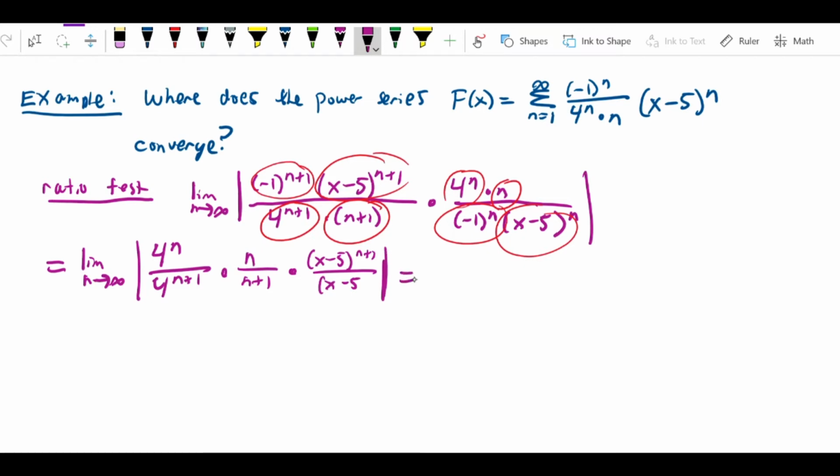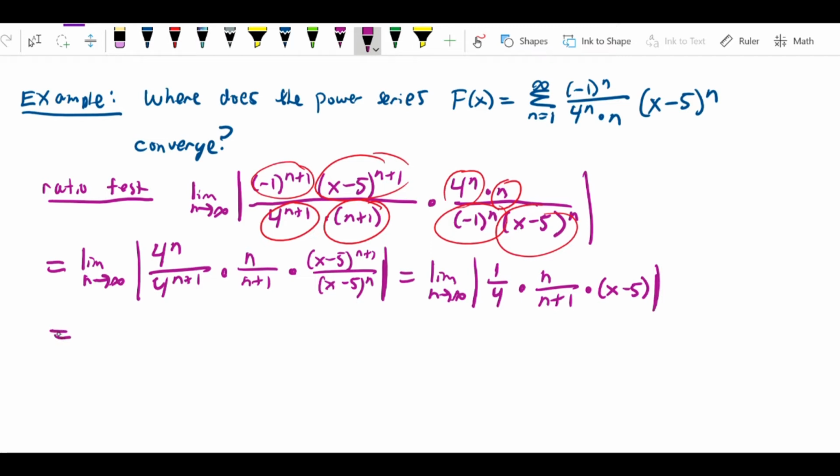If we simplify this a little bit more, we get the limit as n approaches infinity of 1/4 times n over n plus 1. 4 to the n over 4 to the n plus 1 is just going to be 1/4. N over n plus 1 doesn't simplify yet. We are going to be able to take its limit, but we can't simplify it yet. And then finally, x minus 5 to the n plus 1 over x minus 5 to the n, that's going to be just x minus 5. We're left with 1 power of x minus 5.